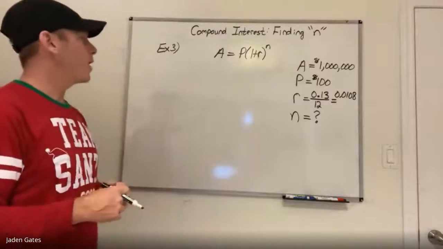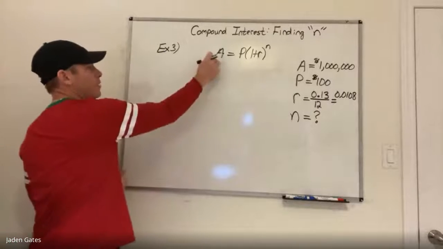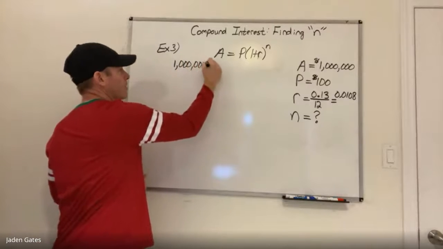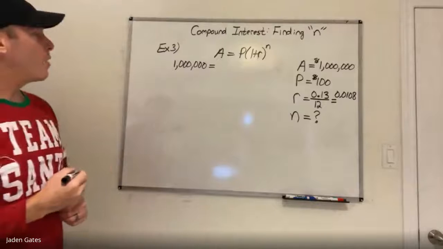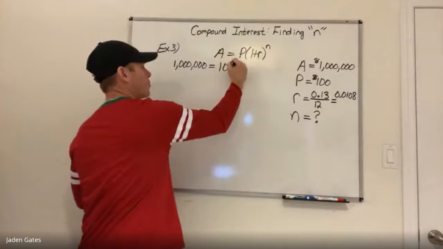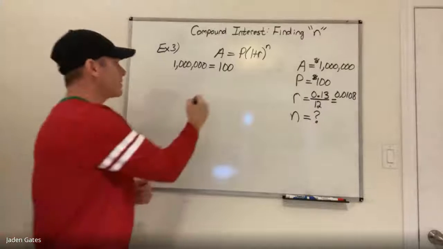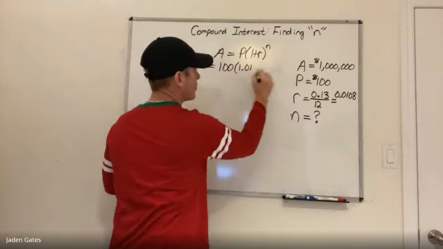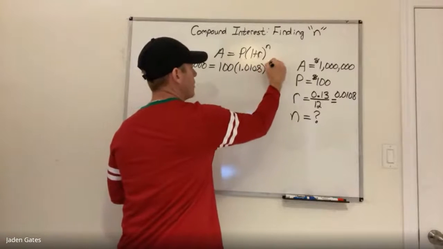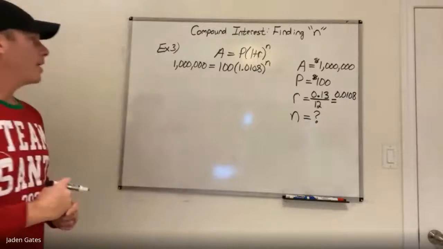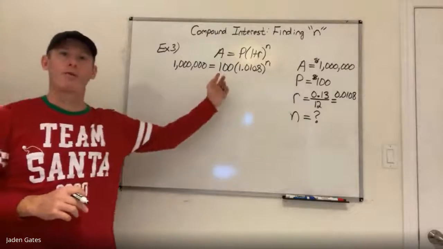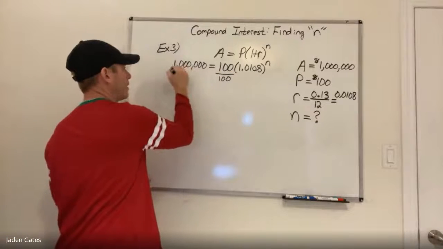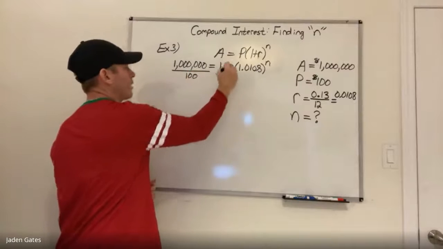All right, now substituting in. So my accumulated amount, I want to know when I would owe my friend $1 million. Might not be my friend after that. Principal, I'm borrowing $100 off them. In brackets, we have 1 plus the interest rate, so I'm going to have 1.0108. And of course, we do not know n. All right. So just as we did before, I'm going to get rid of that 100 first by dividing on both sides. All right, so those 100s are gone.